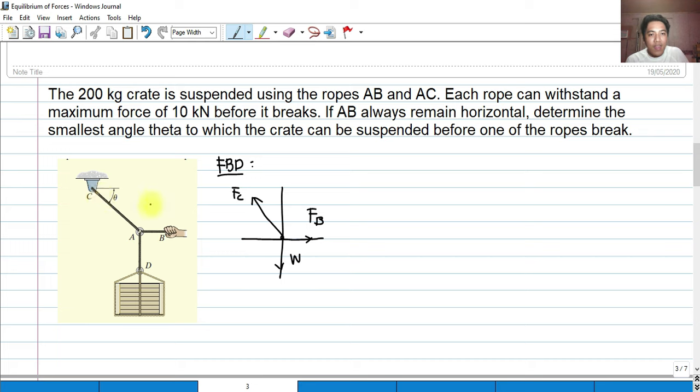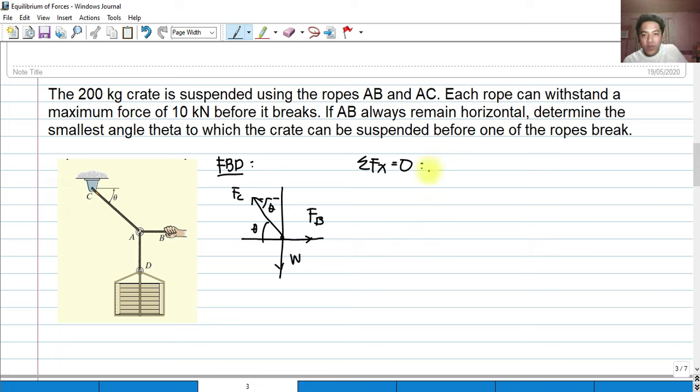Then we have an angle theta. Here is our angle theta. And this angle is the same as this angle. So we're going to write again the summation of forces along x and along y, and that should equal 0. Upon writing the summation of forces along x and along y, we can compute for the smallest angle theta.